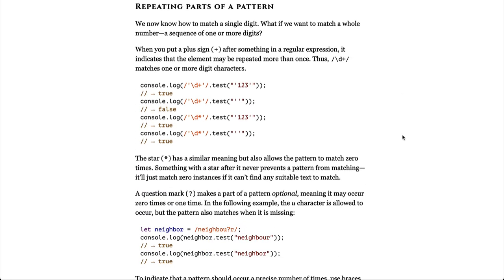Repeating parts of a pattern. We now know how to match a single digit. What if we want to match a whole number, a sequence of one or more digits? When you put a plus sign after something in a regular expression, it indicates the element may be repeated more than once. Thus, /\d+/ matches one or more digit characters.